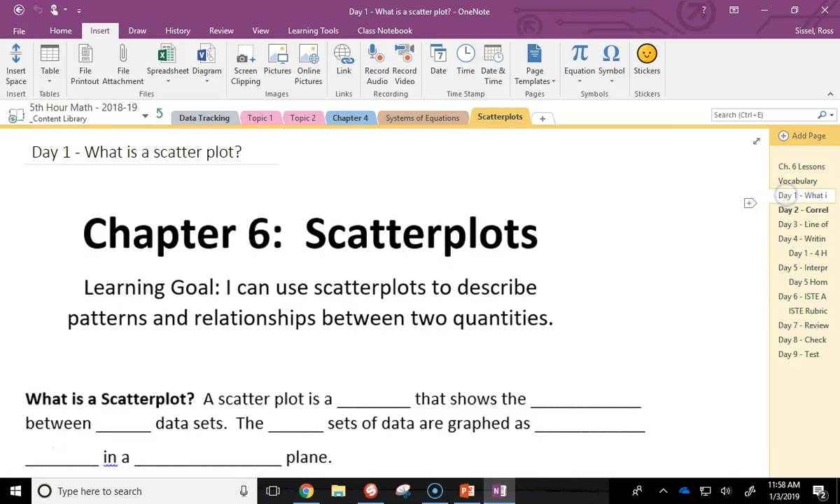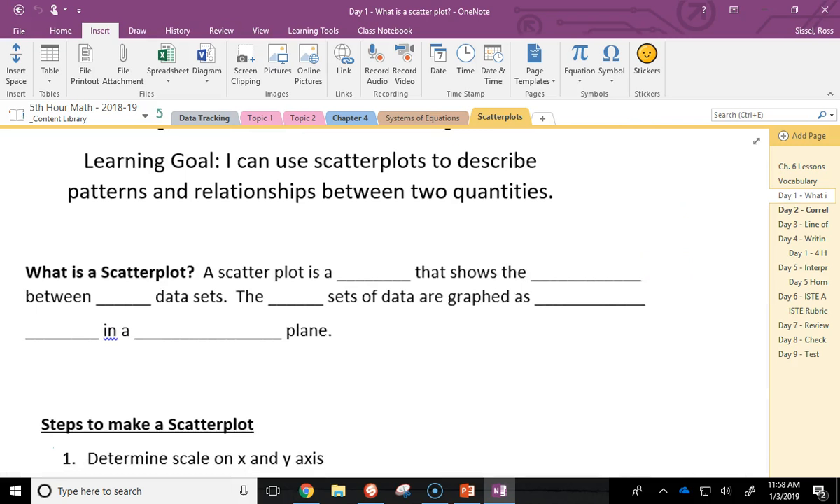Day one, this is where we are at. Our 6th chapter, everything we're going to learn about is scatterplots. So our learning goal is, I can use scatterplots to describe patterns and relationships between two quantities.